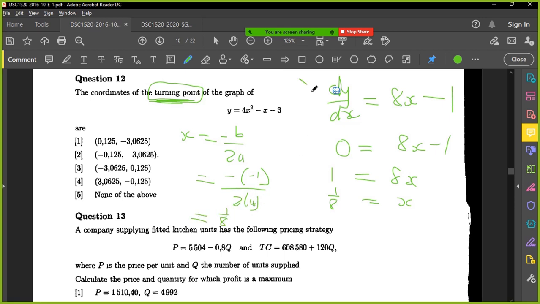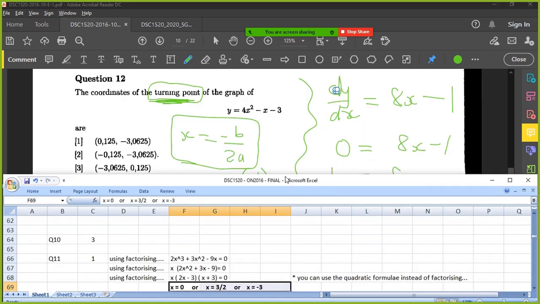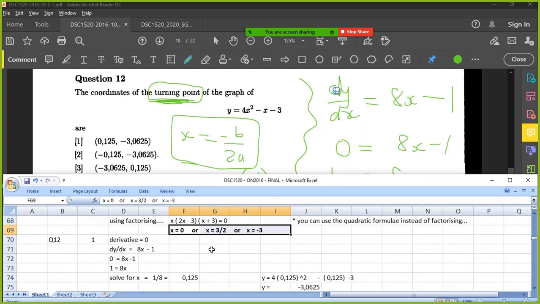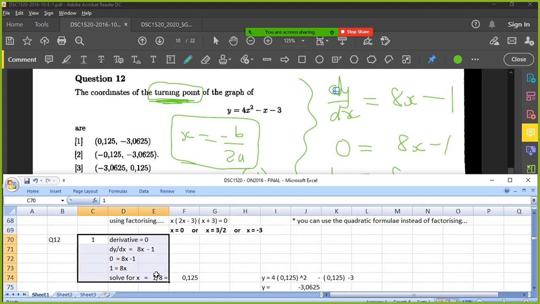Yep. Okay, I think you've asked me this question before. You can actually use this to work out the turning point as well, or you can use derivative equals 0. Either works. Are you happy with that? Yep. Okay, so I did use derivative equals 0, same as you. I got 1 over 8, same as you. Then I solved for y, and I got option 1. Okay, happy with 12? Yep. Great.